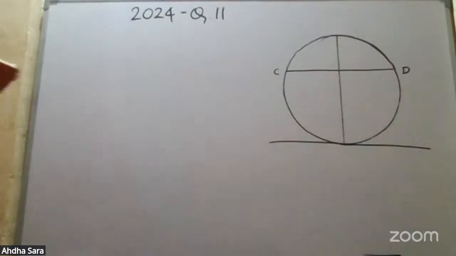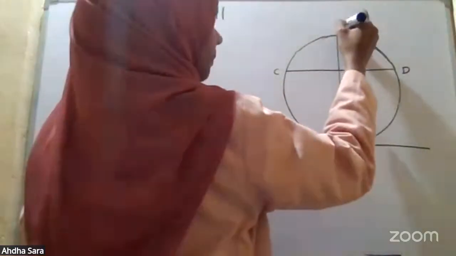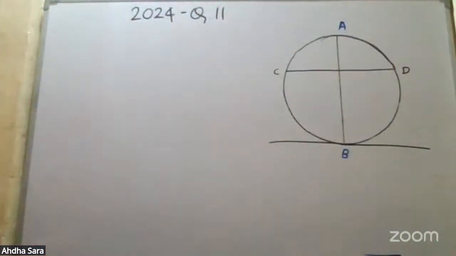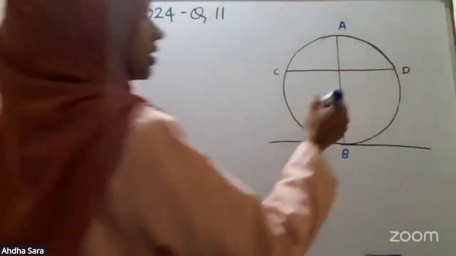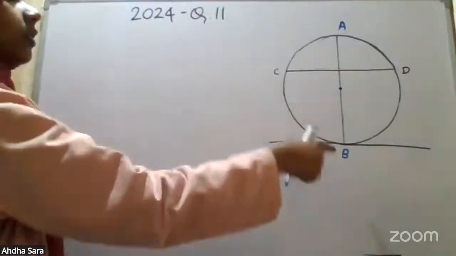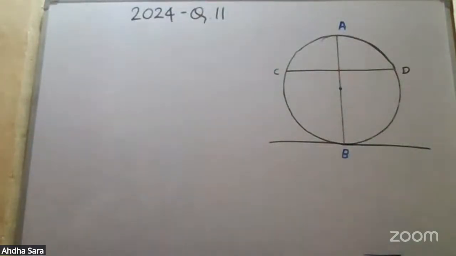So we'll discuss question 11 from 2024. In the given figure, AB is a diameter of a circle. Let's say the chord that passes through the center is the diameter.